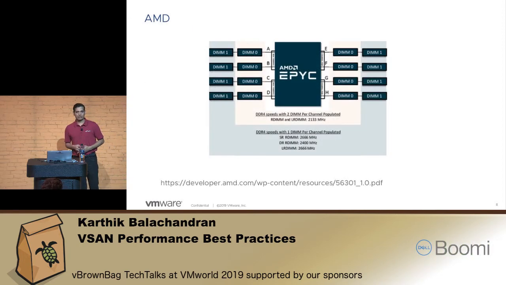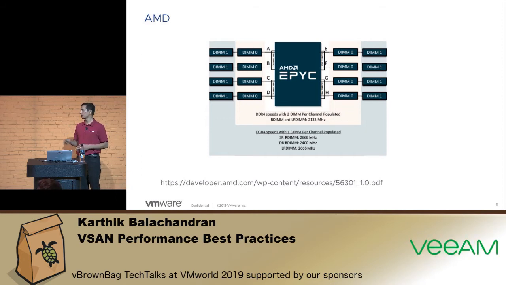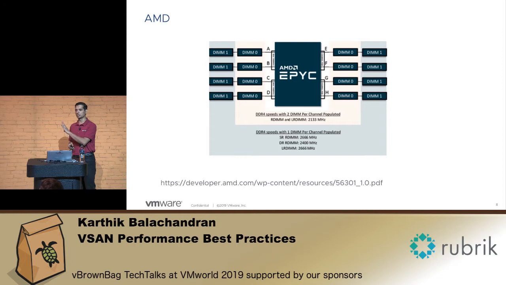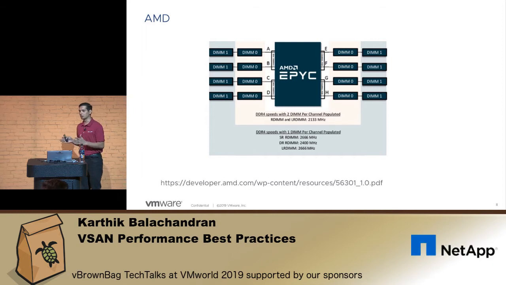So I was speaking about how you populate your DIMMs. This is really important. In this case we have a single socket. On both sides you have channels like A, B, C, and then you see the slots where you put in your DIMMs. In total you have 8 channels, and every individual channel has 2 slots. So if you fill up one slot on both sides, that is 8 DIMMs.